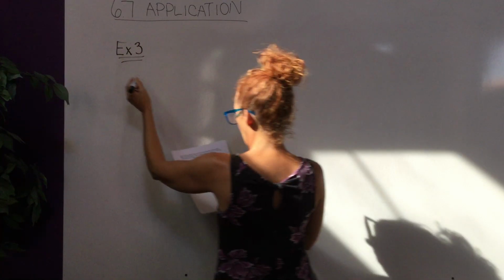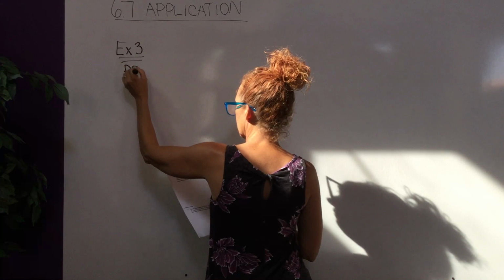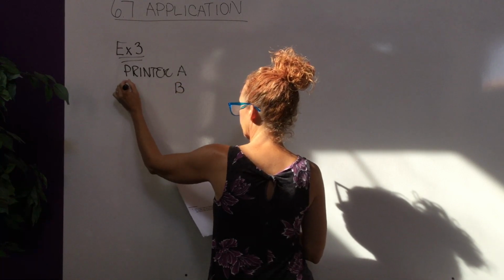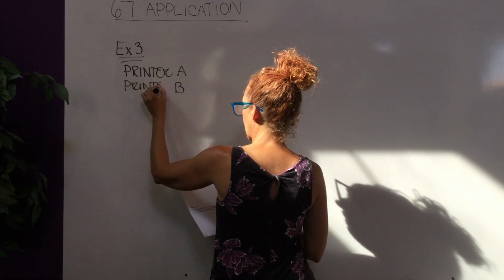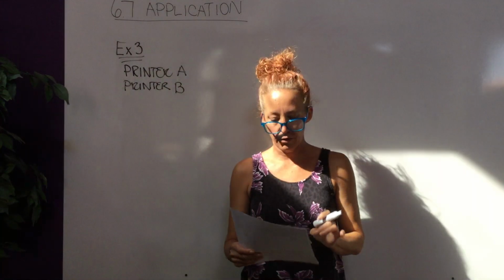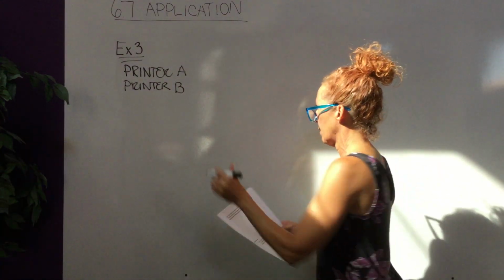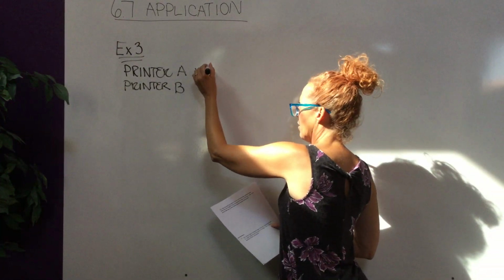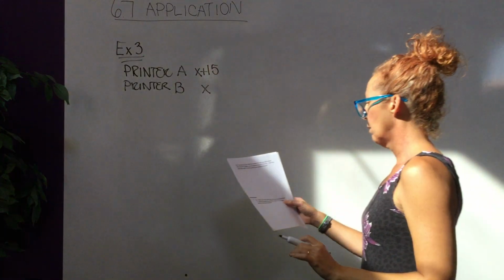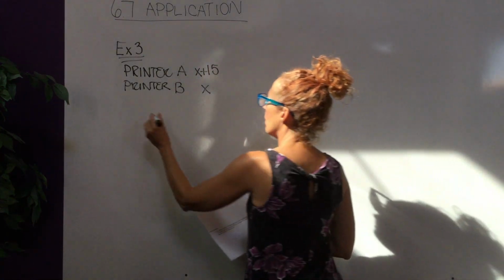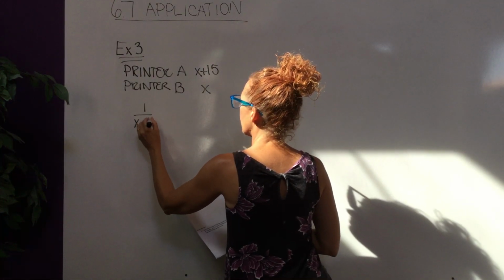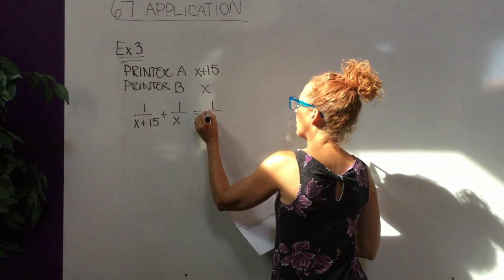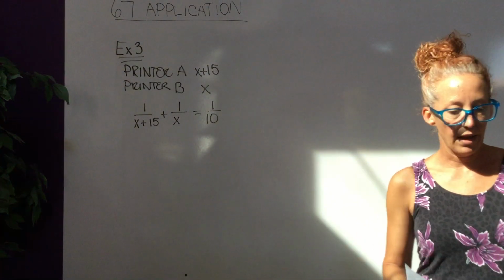So here we go on example 3, take 2. All right, so we've got printer A and printer B, and you need to ask yourself which one is faster. As I read through this, it does appear that printer B is a little bit quicker because it takes printer A 15 minutes longer. So 1 over the first thing plus 1 over the second equals 1 over together is our strategy.